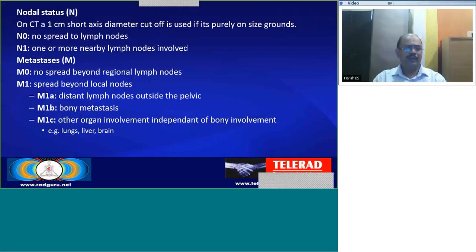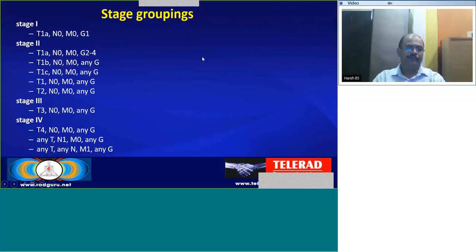M1A is distant lymph nodes outside the pelvis. M1B is bony metastasis. M1C is other organ involvement independent of bony involvement, for example, lungs, liver and brain. So this is the stage grouping for the various staging of carcinoma prostate.